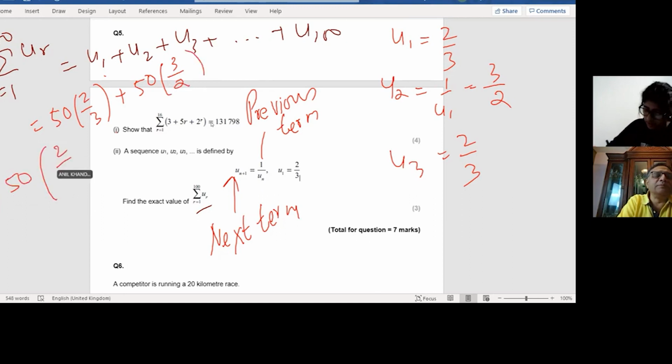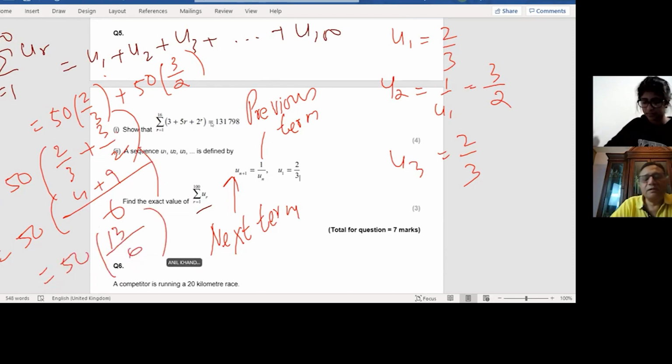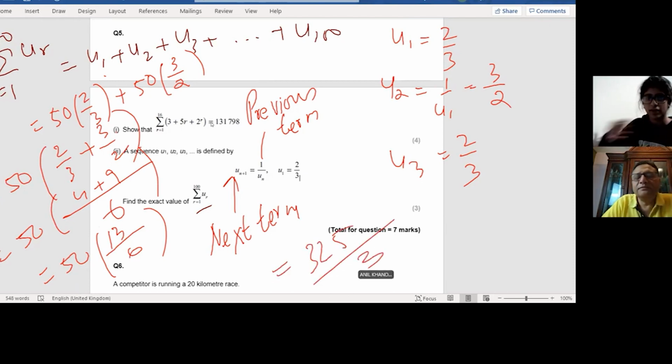Then you get 2 over 3 plus 3 over 2. Is that okay? So 50 is common, 6 common denominator, 4 plus 9. So 50 times 13 over 6. Calculate. So you can actually divide, 325 over 3, whatever. 325 over 3 is your answer. Yeah, they want the exact value.